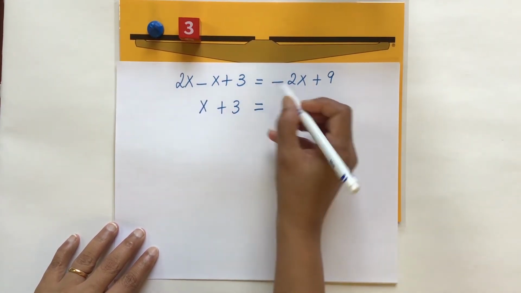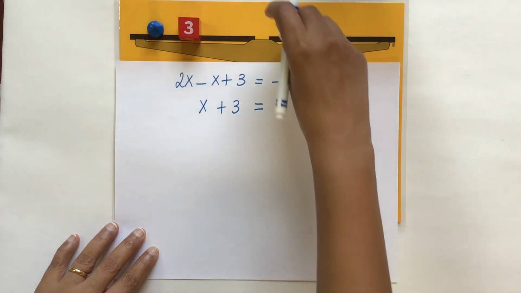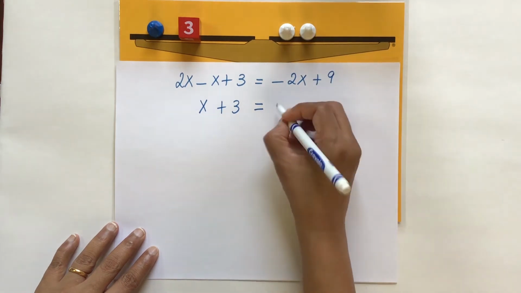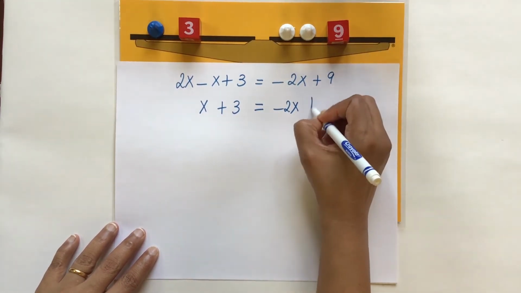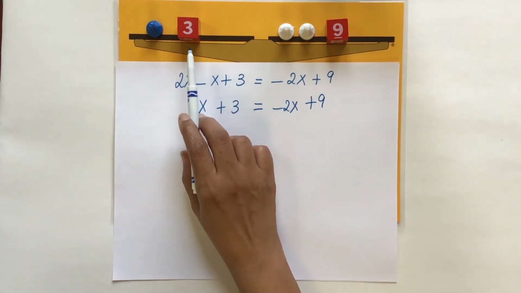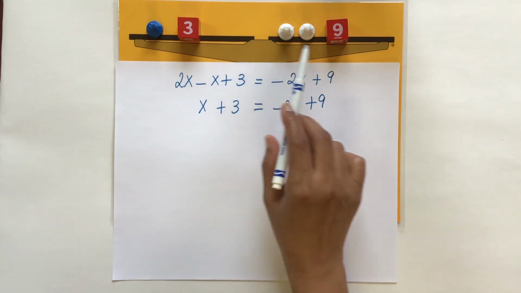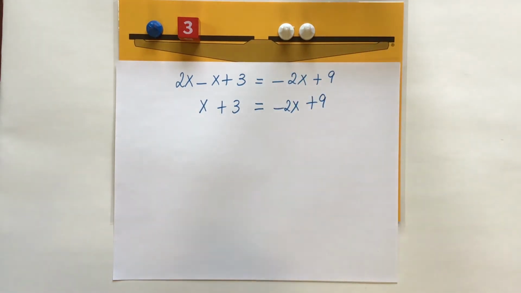The right side of the equation we need to set up negative 2x. Let's use the white pawn to represent the negative 2x plus 9. As you can see, on the left side you have a 3 and on the right side you have a 9. Let me swap the 9 with a 6 plus 3.